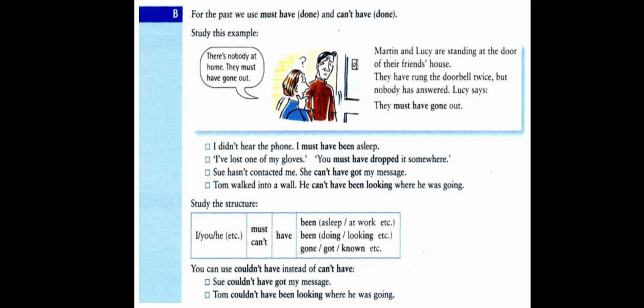Here can't is a negative inference. We use can't plus have plus the past participle of get, which is got. So it becomes like this: she can't have got my message.